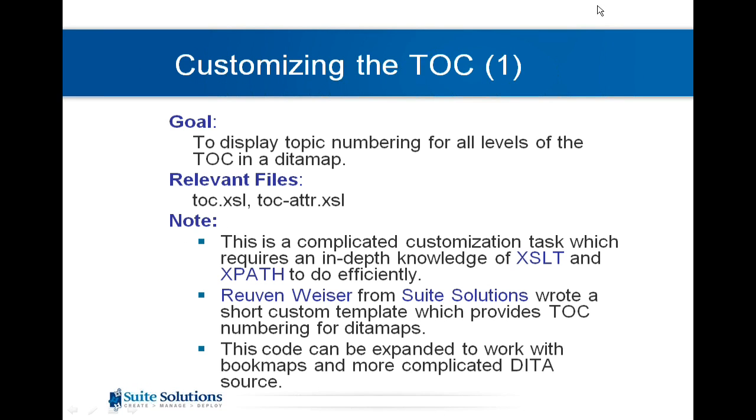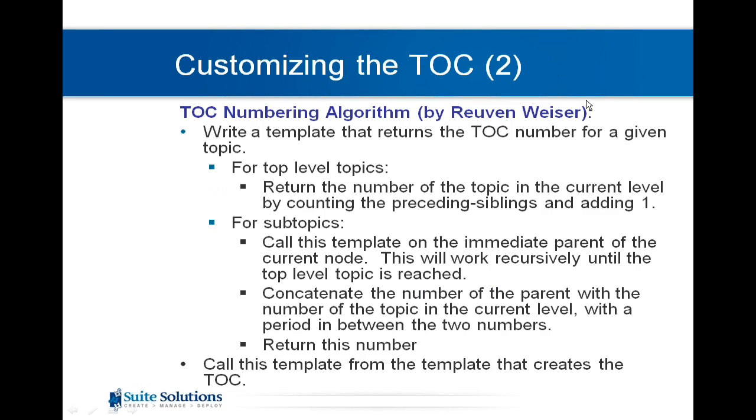So instead of showing you the code here, or maybe in addition to showing you the code, I wrote out the algorithm that he devised. Okay, and like I said, it's kind of elegant in its simplicity. You can say that about code. So he wrote up this TOC numbering algorithm, and it's pretty straightforward. Basically, what he did was he wrote a template. I think he called it get section number.